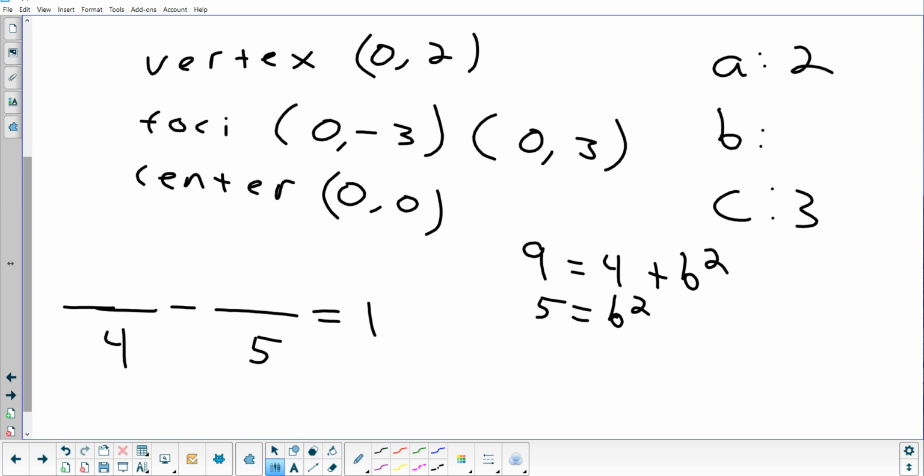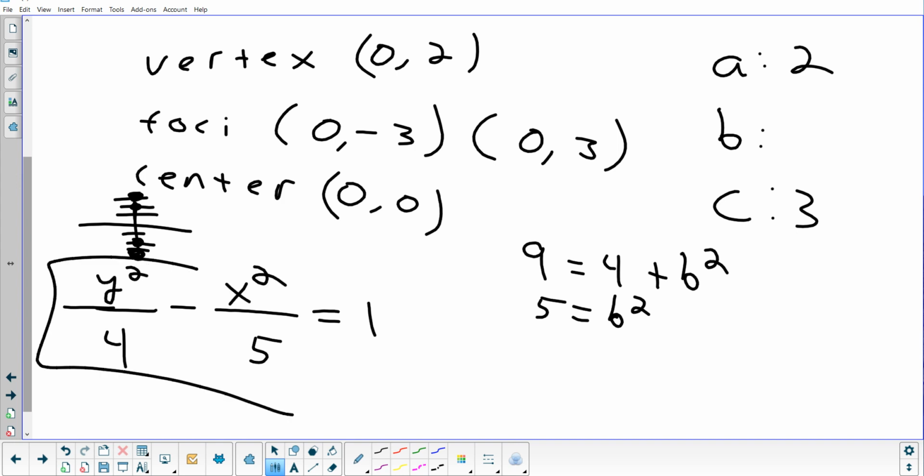See if you can visualize the points in your head. 0, -3. 0, +3. Which way would the transverse axis go? Horizontal. So 0, -3. Oh wait, vertical. 0, +3. And then 0, 2, and -2. All the things line up vertical. So which letter would you want first? Y. There you go. That's your equation.